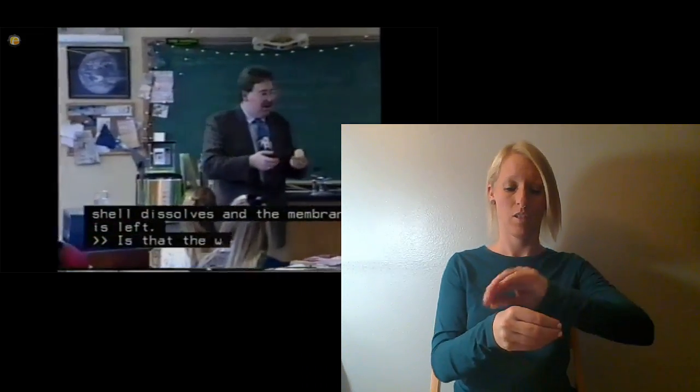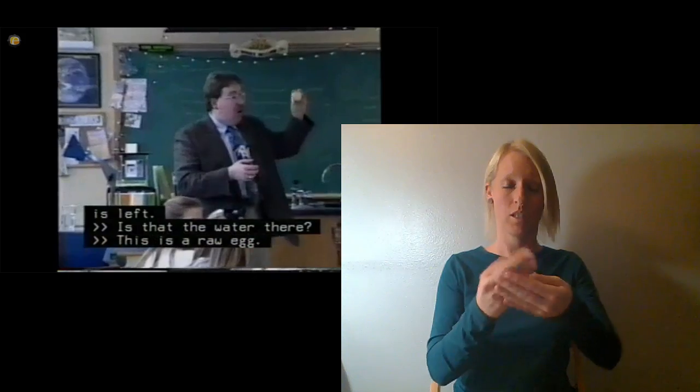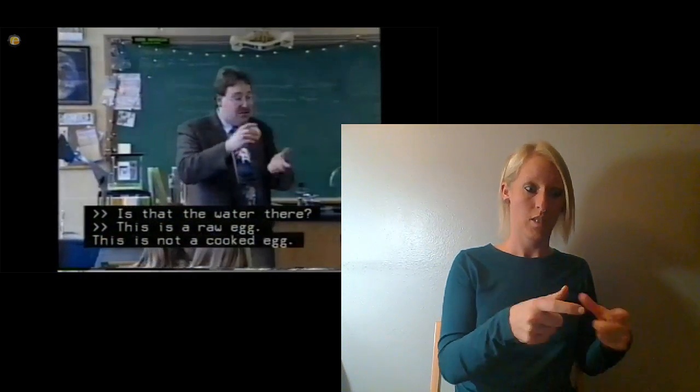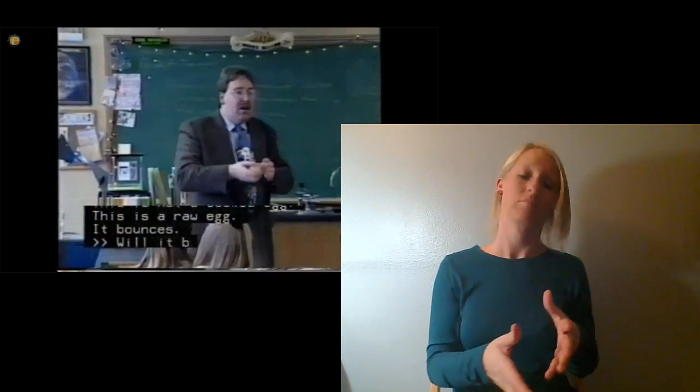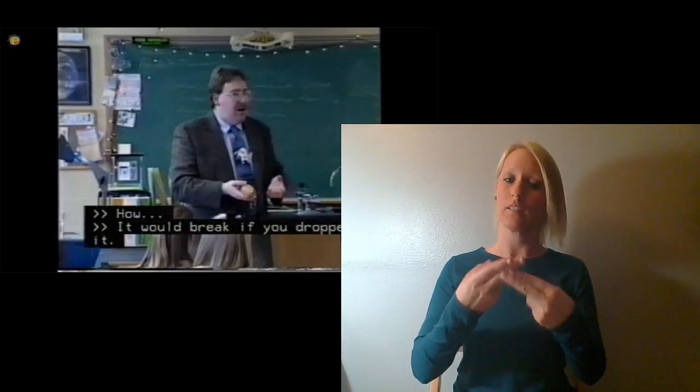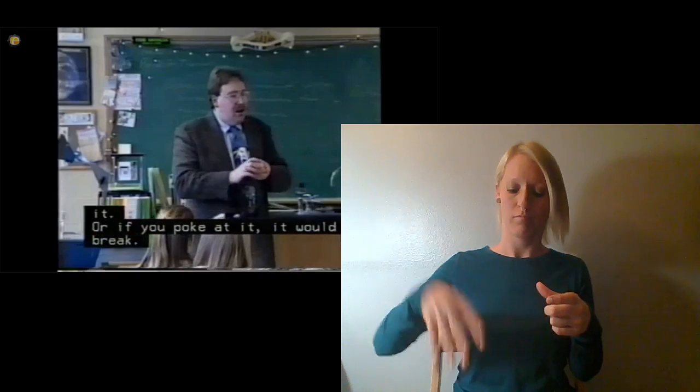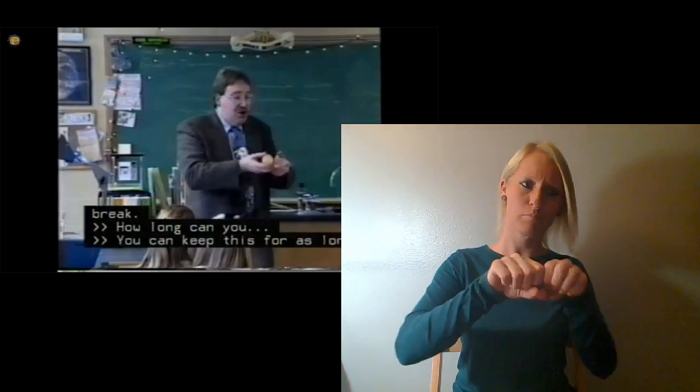This is a raw egg. Okay, this is not cooked egg. This is a raw egg. It bounces. Okay, it would break if you dropped it, or if you poke at it, it will break. So you can keep this for as long as you want. You could cook it if you want.